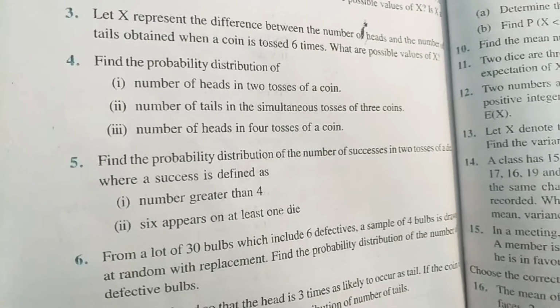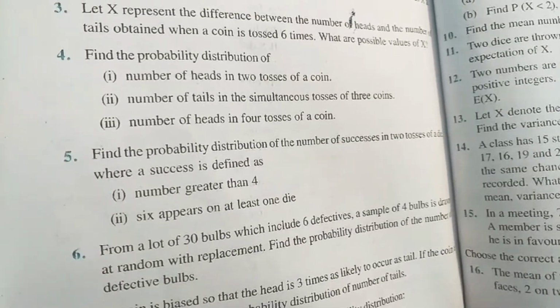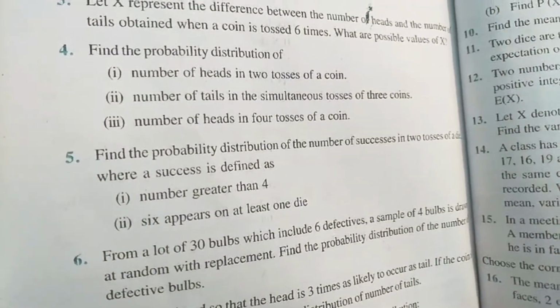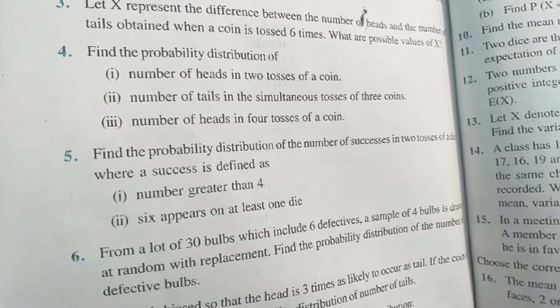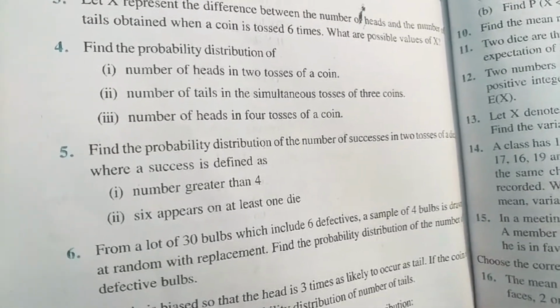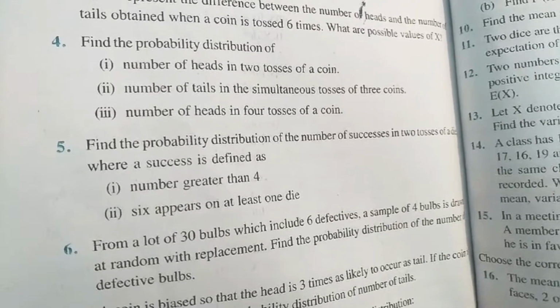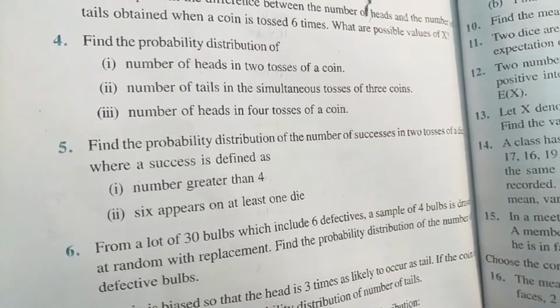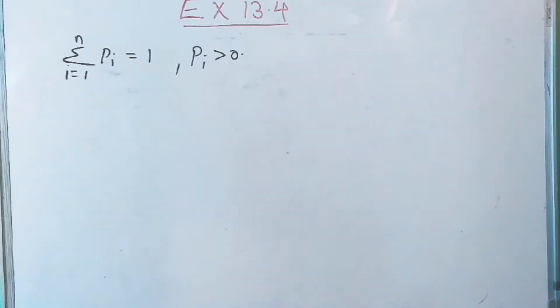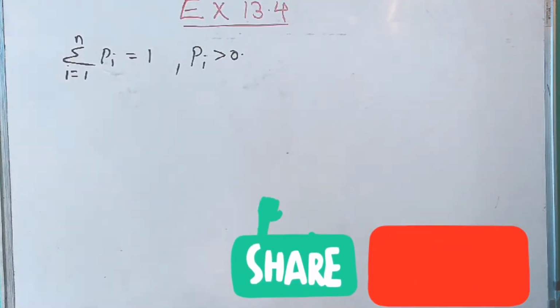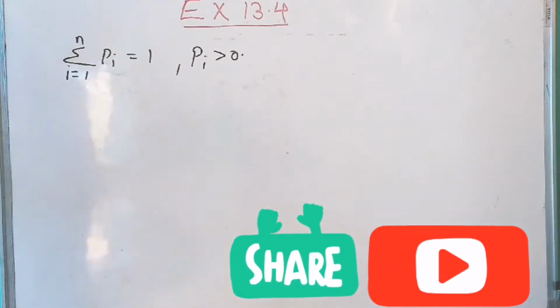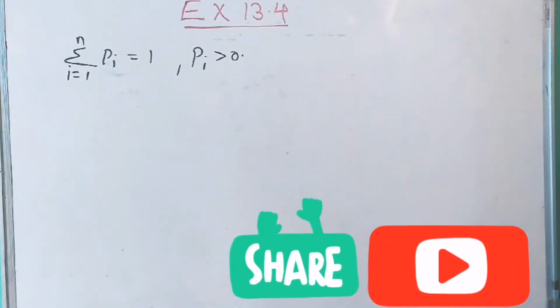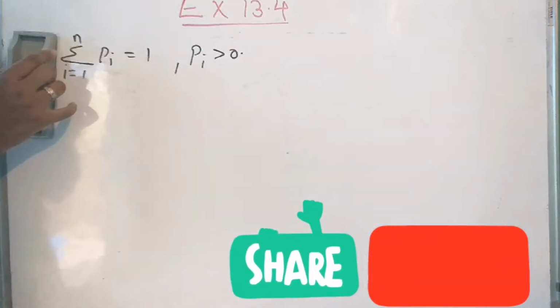Now the fourth question. Find the probability distribution of: first, the number of heads in two tosses of a coin; second, the number of tails in simultaneous tosses of 3 coins; third, the number of heads in 4 tosses of a coin. Okay, so we need to write the probability distribution in this case. To write the probability distribution, I am going to write the sample space corresponding to those experiments.